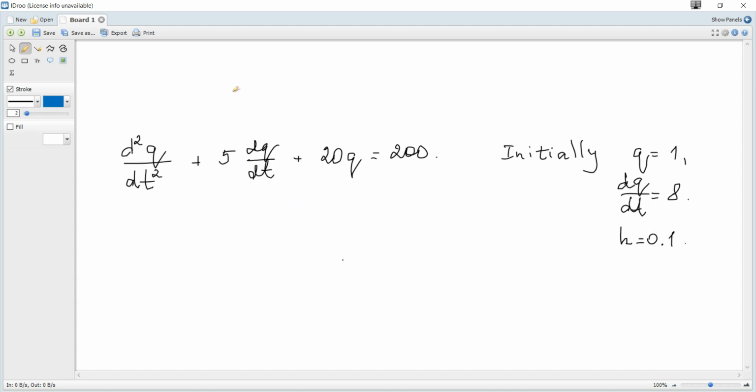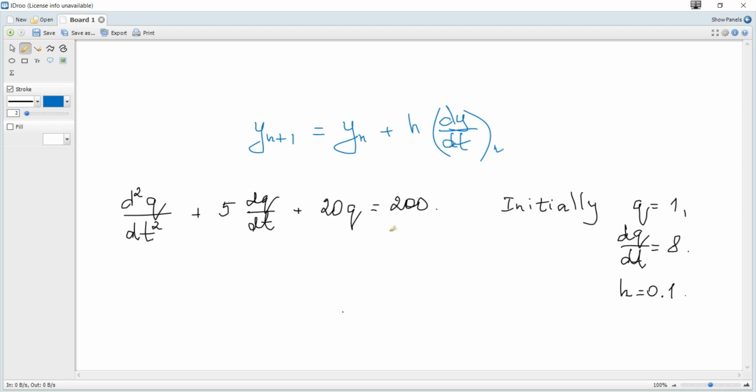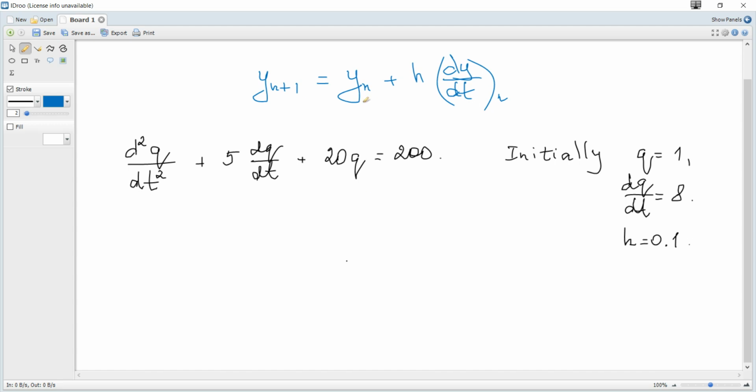It is given in the data booklet, and it says that the next value, y(n+1), is the current value y(n) plus the step multiplied by the derivative at the current moment of time, or at the current point. But according to the requirements of the calculator, we will use a different notation: n minus 1 will be used for the current value, and the next value will be described as n instead of n plus 1.